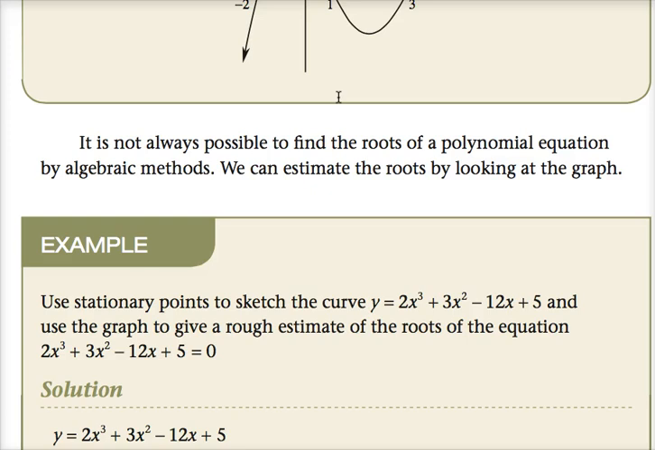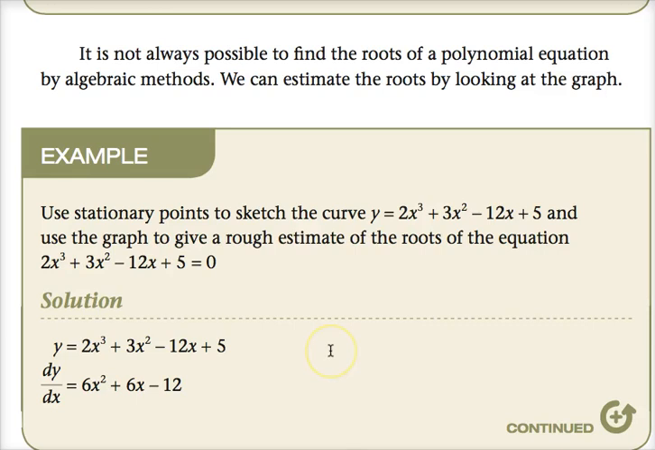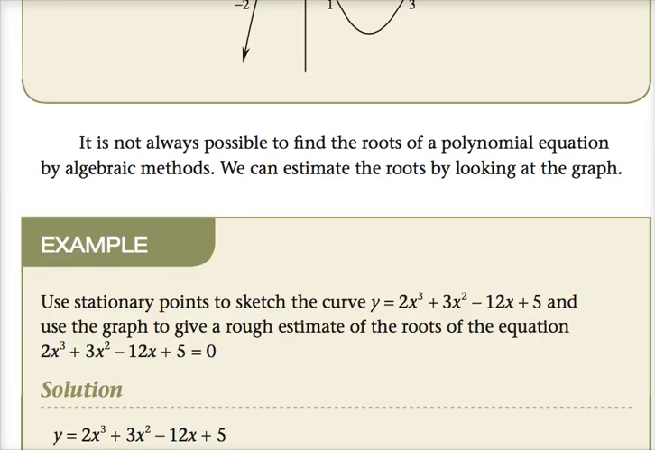what we were doing last year, you could always factorize the polynomial. But this year, we're looking at polynomials where you can't factorize the polynomial. Here's another example. They're saying use stationary points to sketch that curve, and use the graph to give a rough estimate of the roots of that equation when you put it equal to 0. How would you do that? Use stationary points to graph that curve.